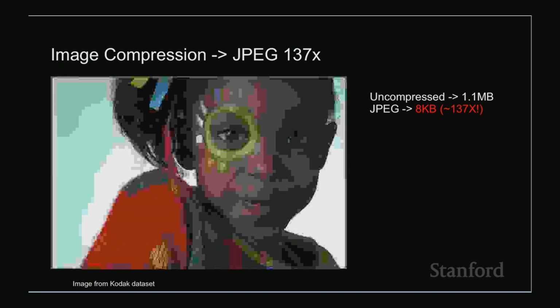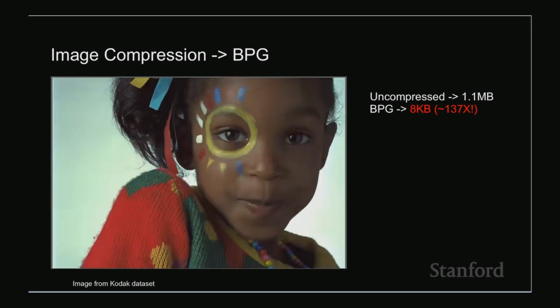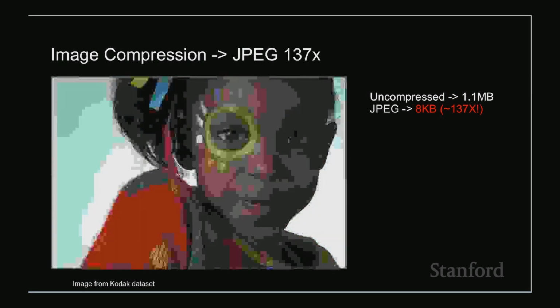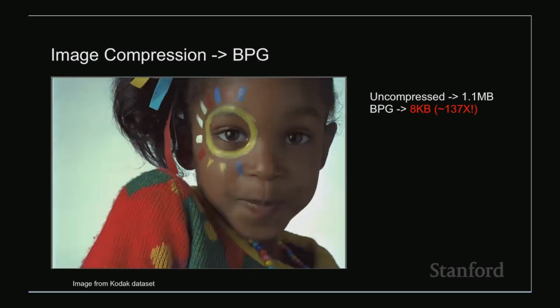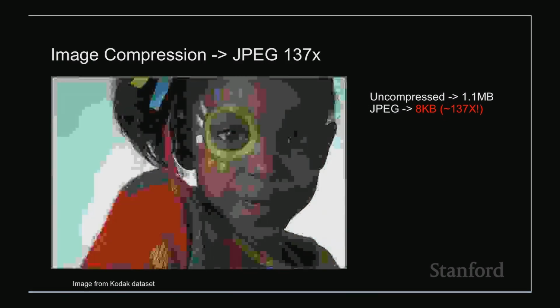But JPEG is really old, right? There has been a lot of work on image compression over the years. And this is what you see if you compress it using one of the relatively newer image compressors, something called BPG. Again, my file size is 8 KB, so I'm working at the same 137x compression. This is the reconstructed image, and this is what BPG gives. I don't really have to go back and forth for this one.